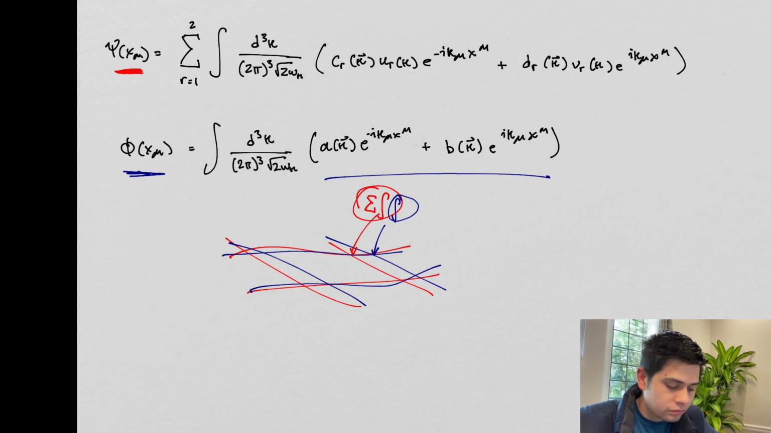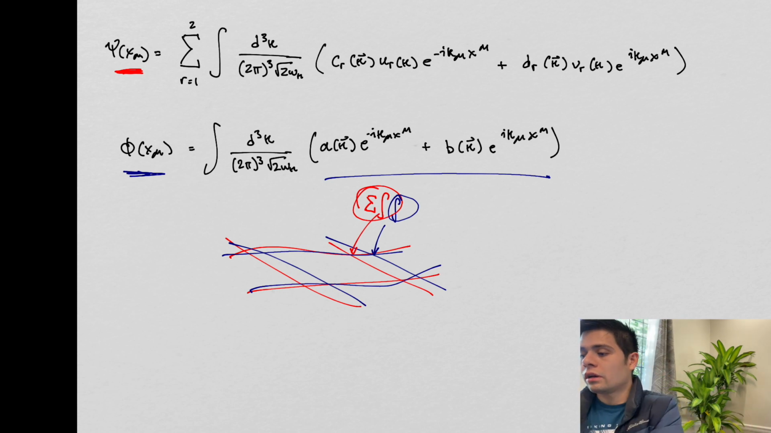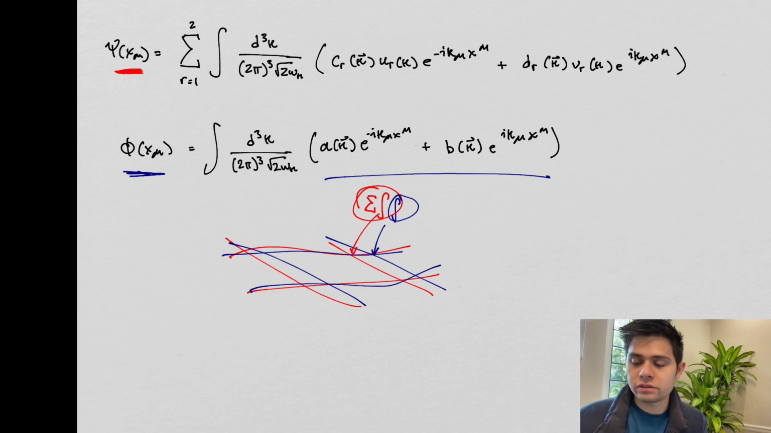Again, the difference is that in both cases we're integrating over momenta, but in the spinor case we're also summing over spin states. And this is the end of the chapter, or not the end of, but after this we're going to get into gauge fields.